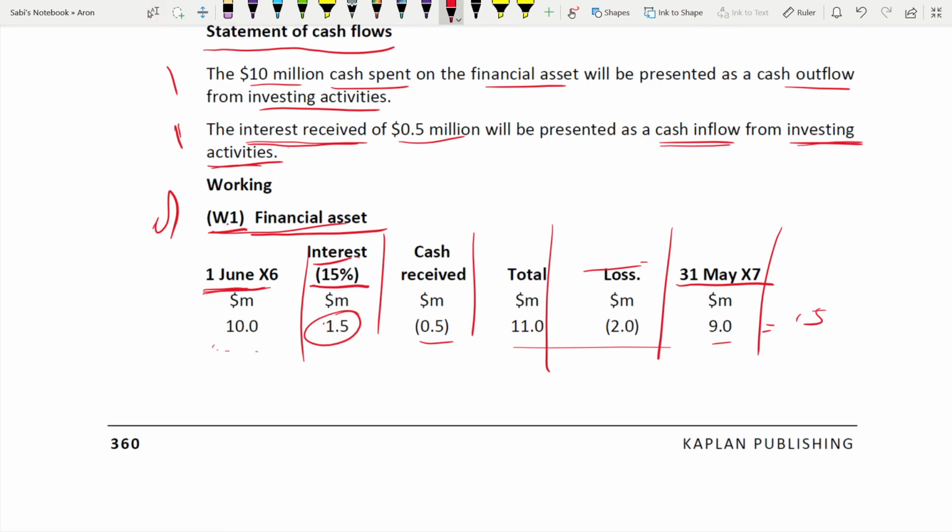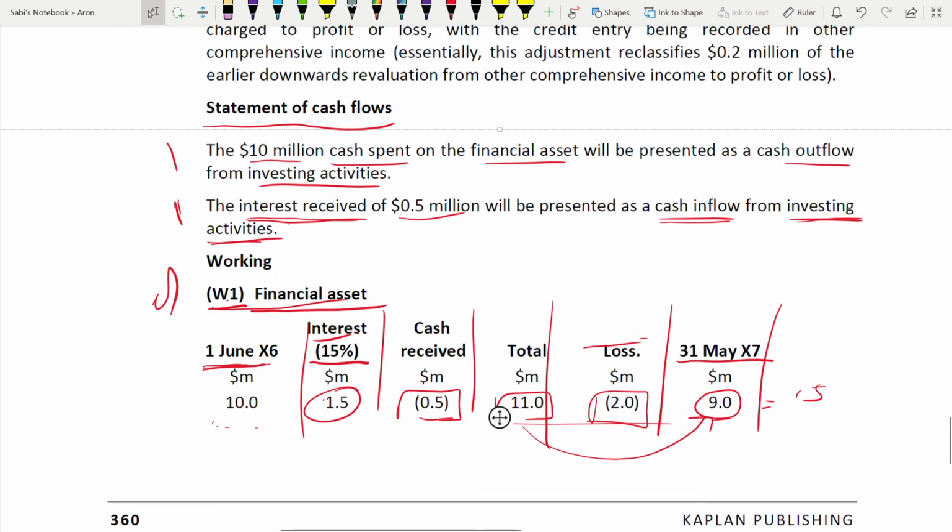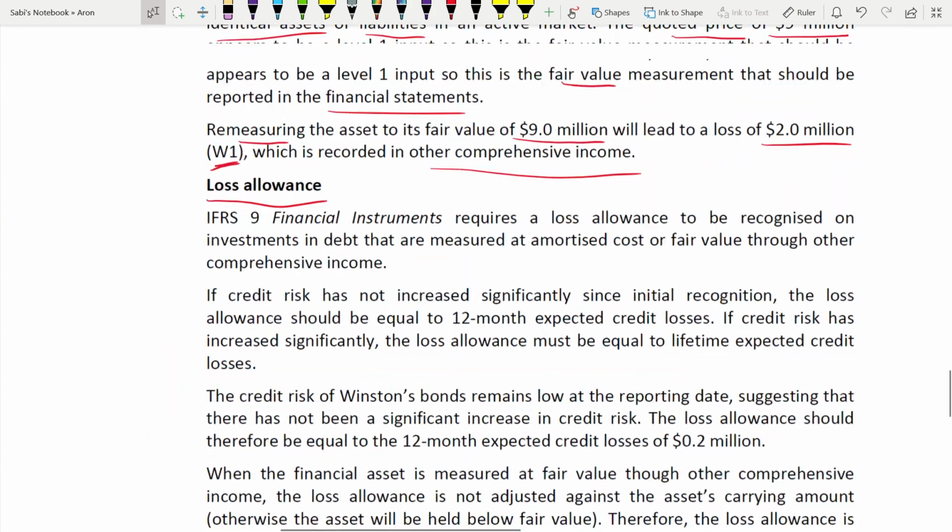See, the loss is easy because you know the closing balance of this date is 9. And once you have got this cash received, this is the total. So the difference is loss. From this date to this date, it reduced. So it's a loss. We'll come to cash received later. 0.5.